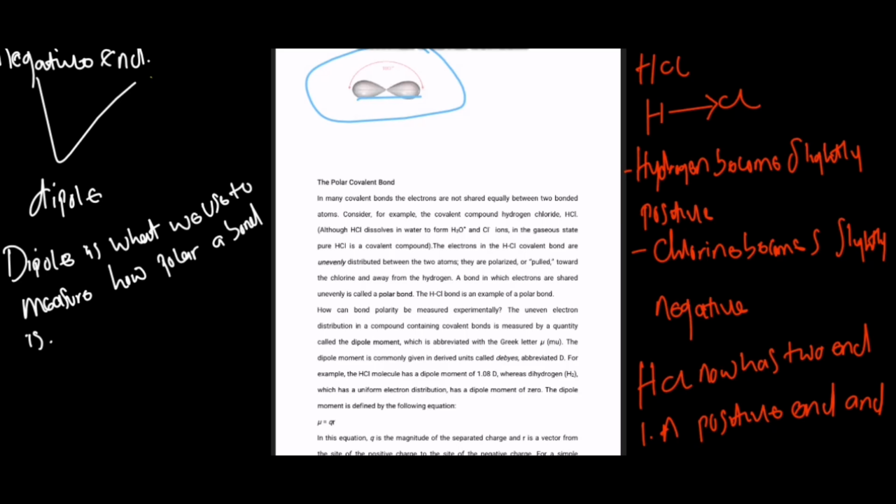And also there is something we call the dipole moment, from your slide. You understand now what the dipole is, what we use to measure how polar a bond is, that is the positive end and the negative end. That's what forms the dipole, and the positive and negative ends are a result of shared electrons that are unevenly distributed, that is, they are not shared equally. That is what gives rise to the dipole, which is the positive and negative end.